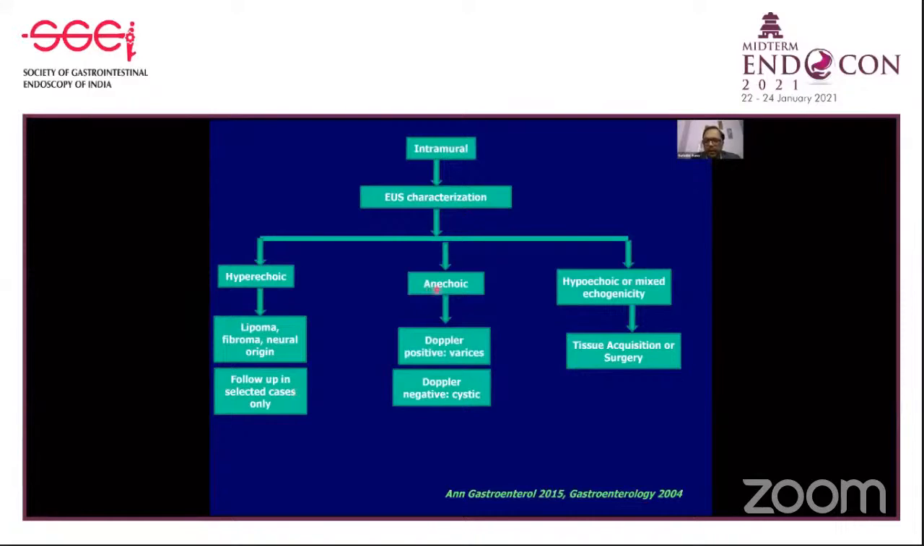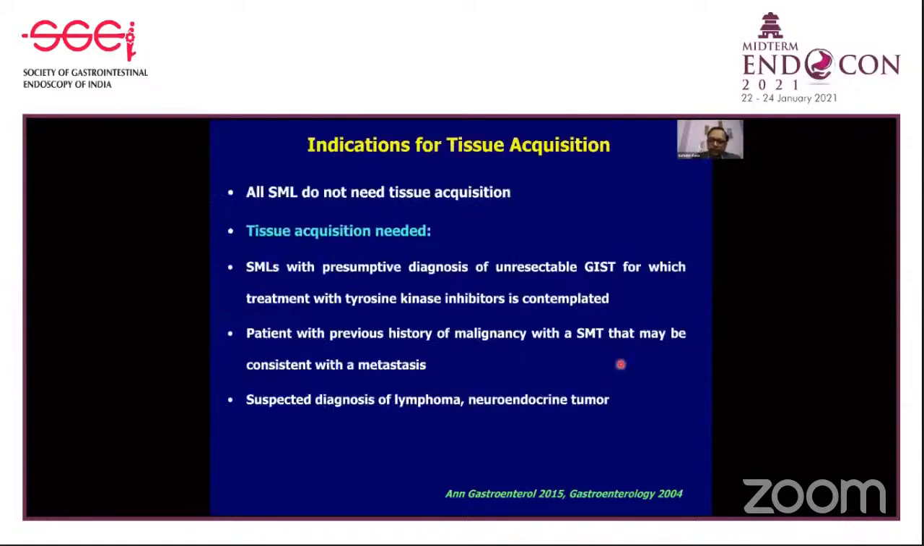If they are anechoic lesions, you apply Doppler. If Doppler positive, it's vessels; most of the time, these are varices. And if it's a Doppler negative anechoic lesion, these are cystic lesions. Again, the malignant potential of an intramural cystic lesion is very, very low. The problem arises when the lesions are hypoechoic or have a mixed echogenicity. In these conditions, you have to decide whether to proceed straight away with surgery or do a tissue acquisition.